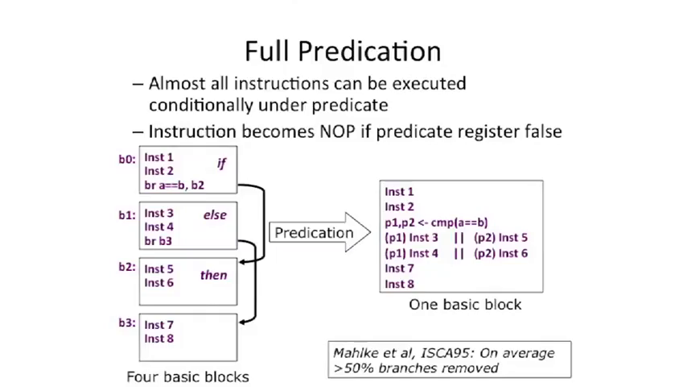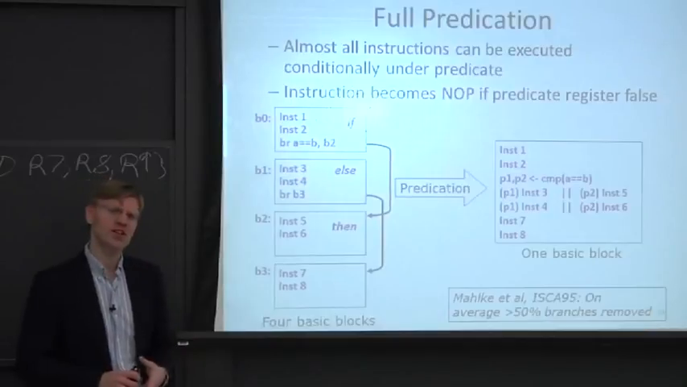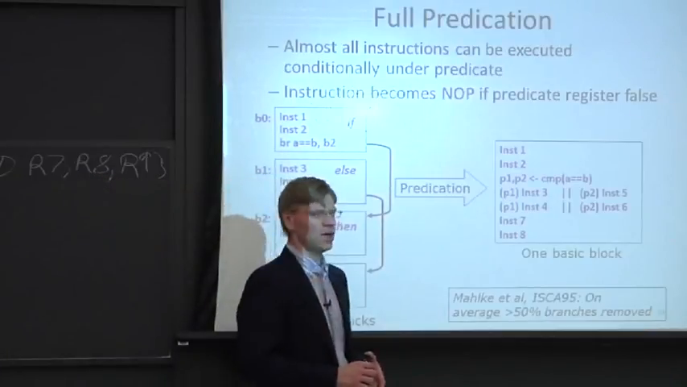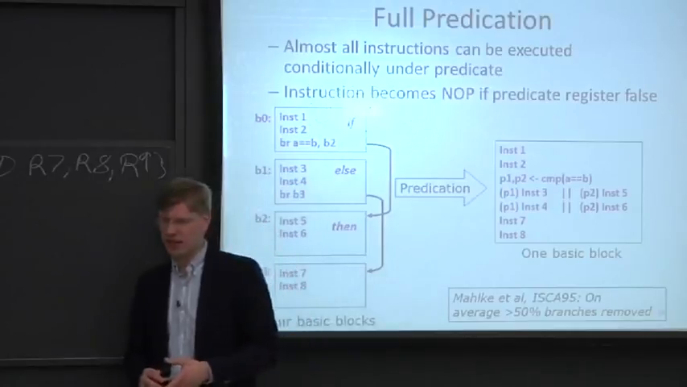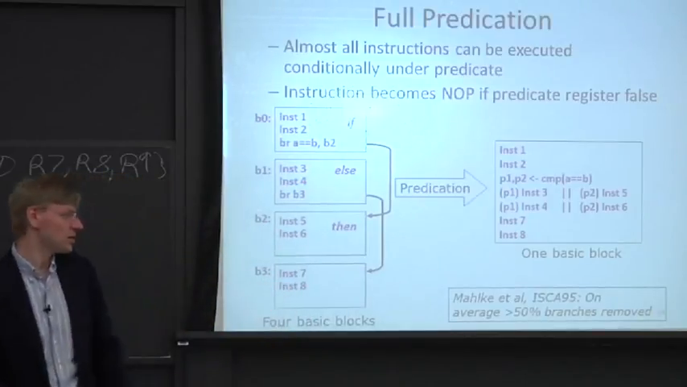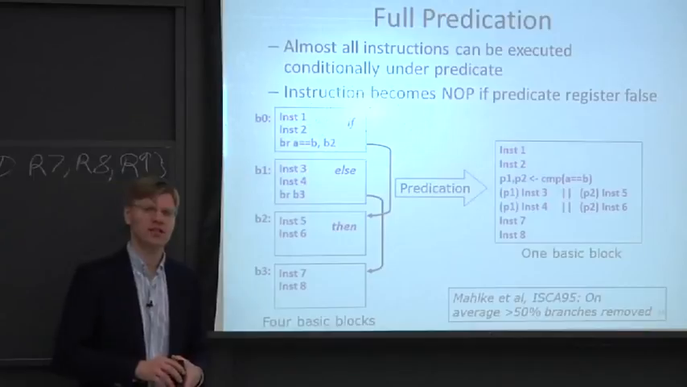An interesting result here: in ISCA 95, Scott Mahlke showed that you can, on average, remove 50% of your branches by using full predication. Now, full predication is not easy to build. Very few instruction sets have actually had full predication. Itanium was probably the closest to a real processor that was built that has almost full predication. It doesn't have quite full predication. The HP PlayDoh instruction set, I think, actually had full predication. I think this is what Scott Mahlke was working with, or a derivative of that.